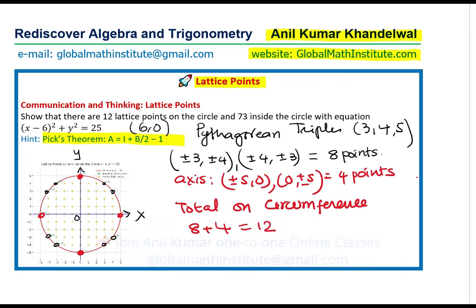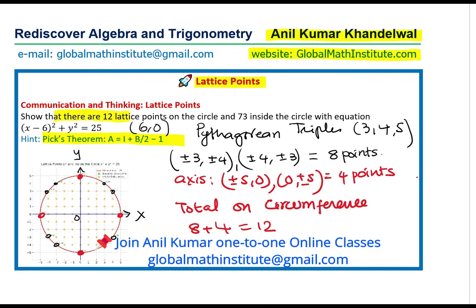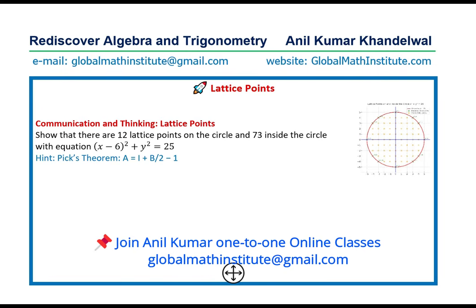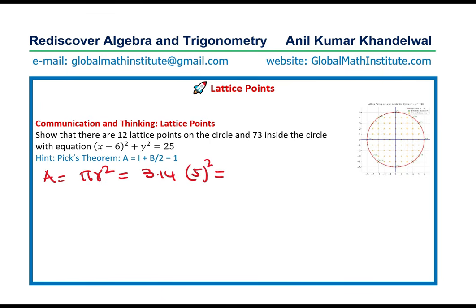So we get the first part: we have shown that there are 12 lattice points on the circumference. Now let's look into the second part. We are going to use Pick's theorem to find the number within the circle. What is the area of the circle? Area is pi r squared. Pi is 3.14 times 5 squared. You can calculate 3.14 into 25, and that gives you 78.5. So that becomes the area.